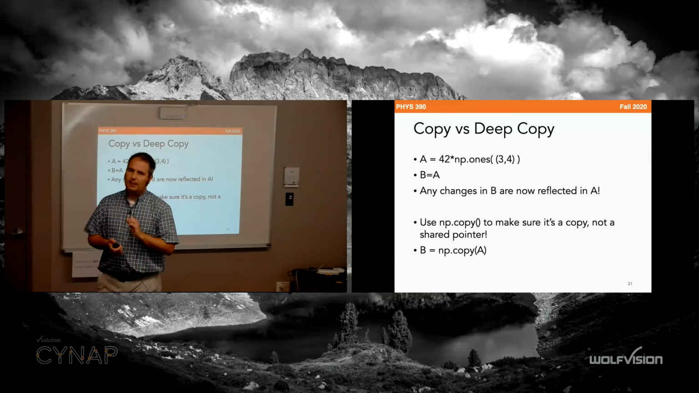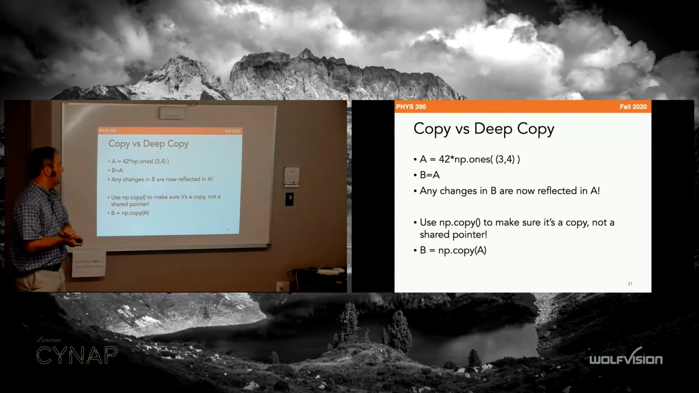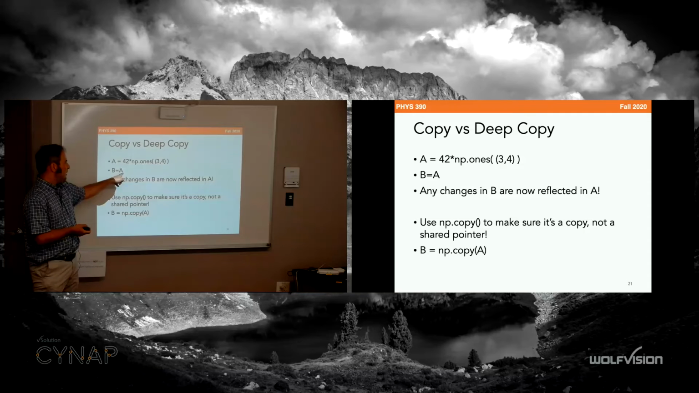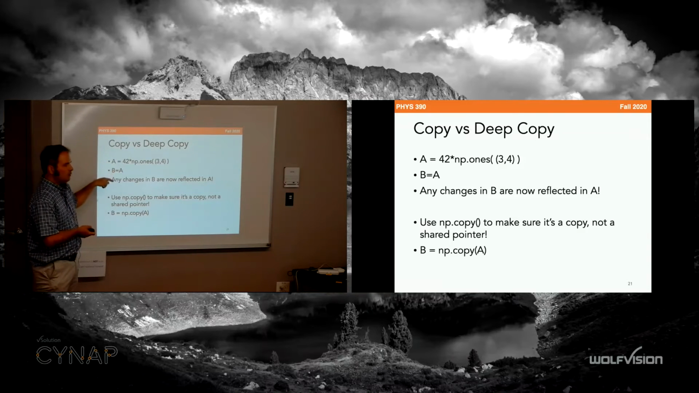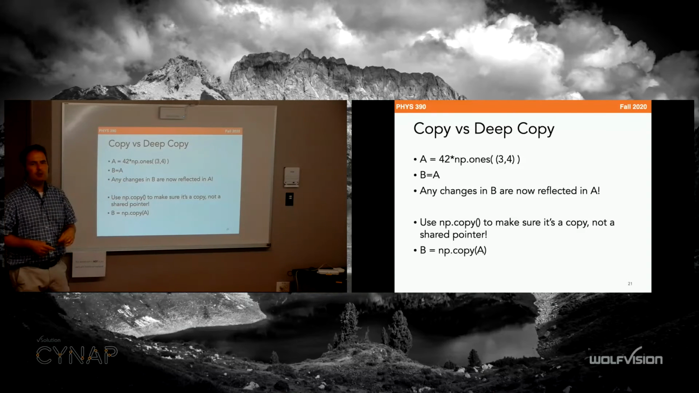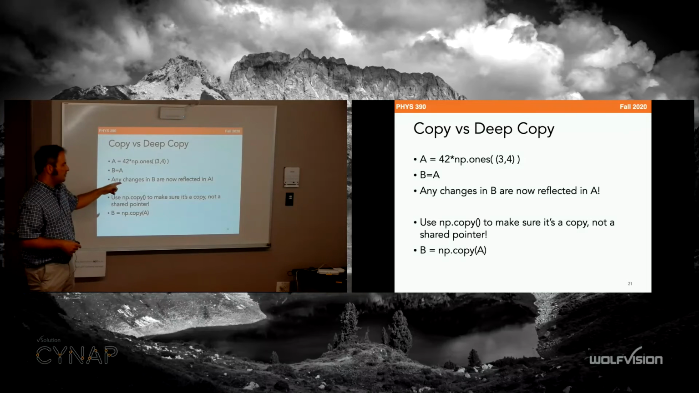One important thing is copy versus deep copy, right? So this is not a deep copy. Any changes in B are now also reflected in A. It's because the equal sign basically points to the memory that Python is using. I've initialized it here, but now B also points to the same thing. If I multiply B, or sort B, then A is suddenly sorted as well.